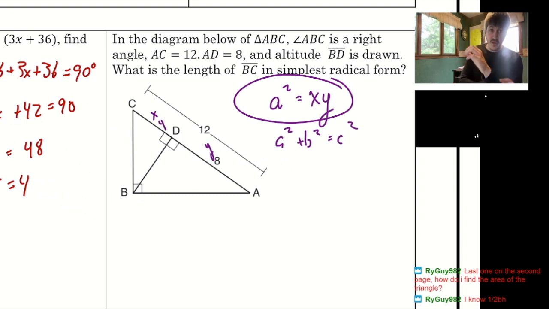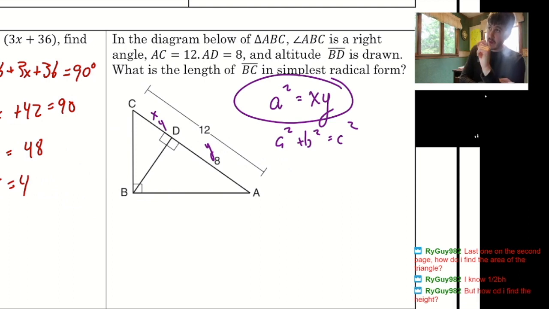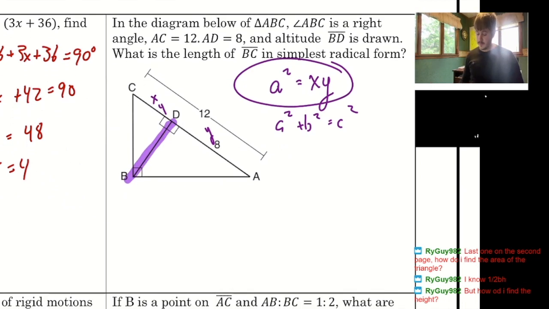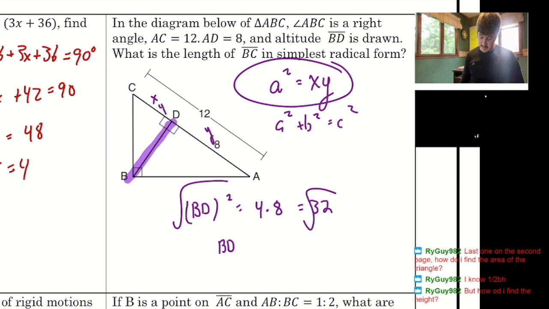So x is 4 if I'm using that rule. And I'm going to want to find altitude BD. So you use the first formula. BD squared equals x times y, which is 4 times 8, which is 32. Then you got to square root both sides. BD, because you got to square root both sides, is equal to the square root of 32.